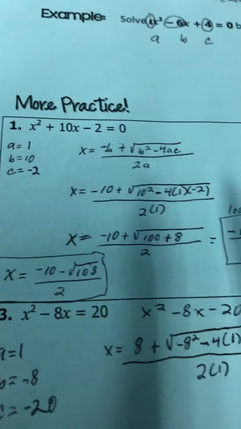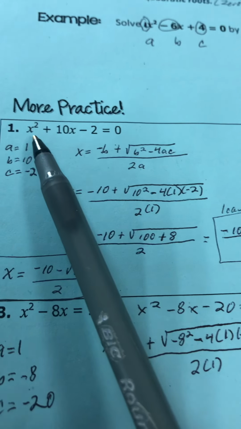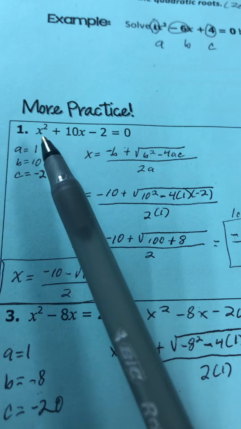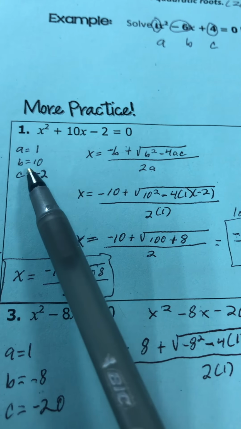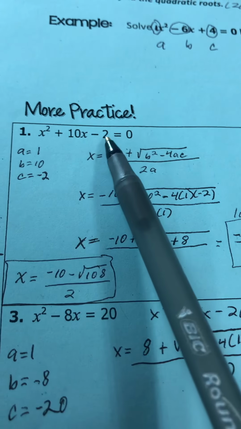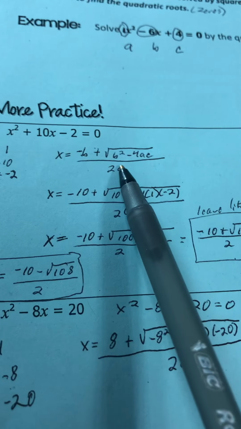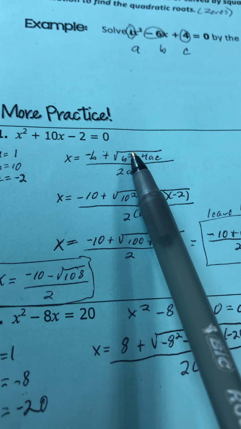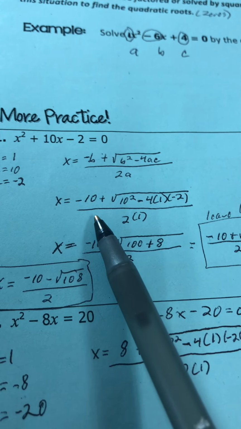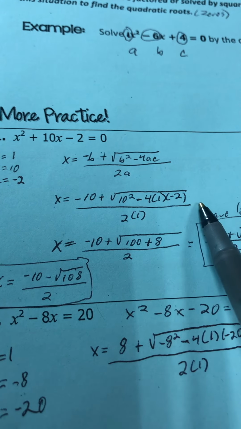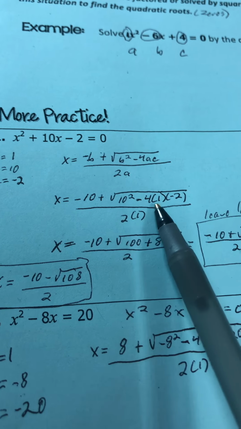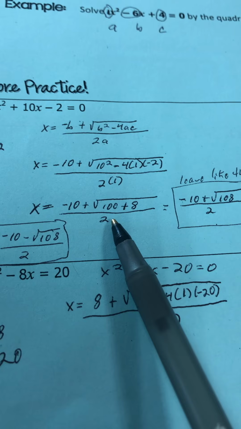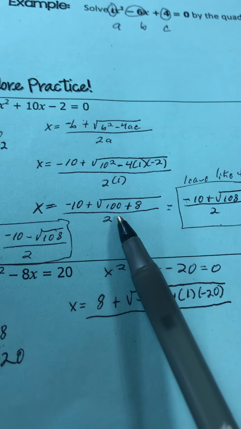So let's work on one of these. This one we did in class, but if you missed it, here it is. My A is 1, my B is 10, and my C is negative 2. I rewrote the quadratic formula here, and then I plug in all my A, B, and C information, and then I work the problem out.